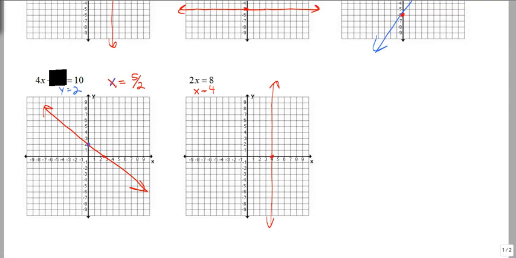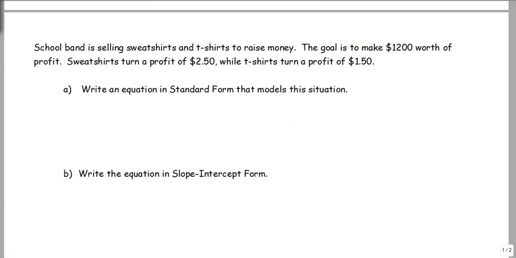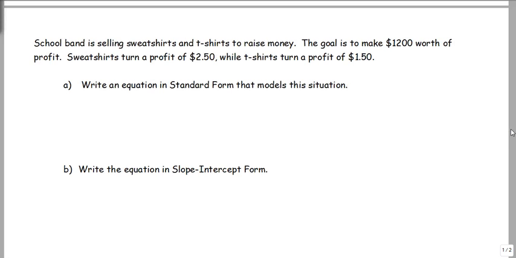Now we're going to just do one word problem that involves standard form. School band is selling sweatshirts and t-shirts to raise money. The goal is to make $1,200 worth of profit. Sweatshirts turn a profit of $2.50, while t-shirts turn a profit of $1.50. Write an equation in standard form that models this situation.